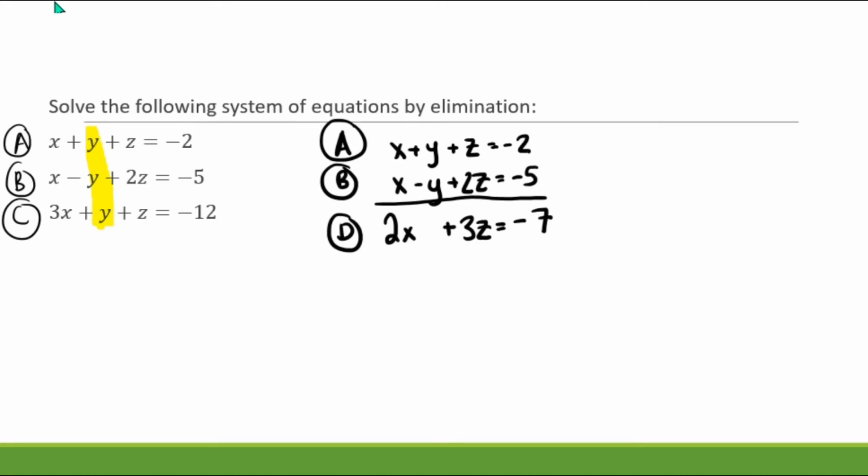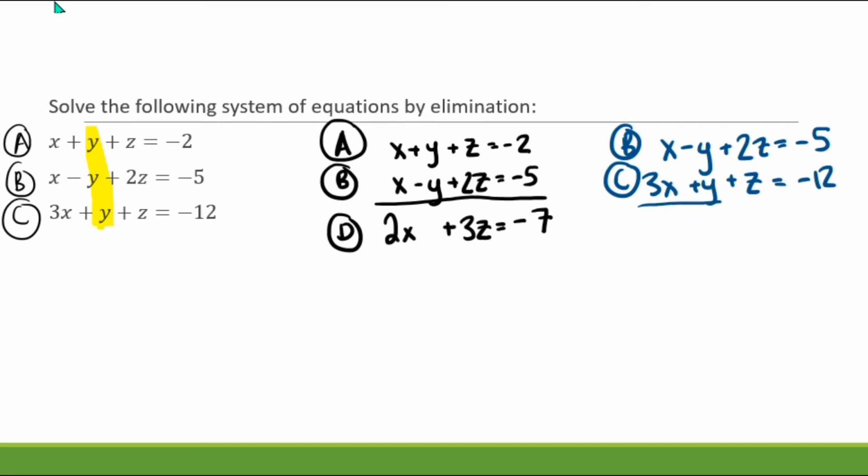I'm going to switch colors. And now I can either use A and C, or I could use B and C. And because B and C have those opposite y's, I'm going to be lazy and use B and C for my second elimination. x minus y plus 2z equals -5. 3x plus y plus z equals -12. That gives 4x plus 3z equals -17. And I'm going to call this equation E.